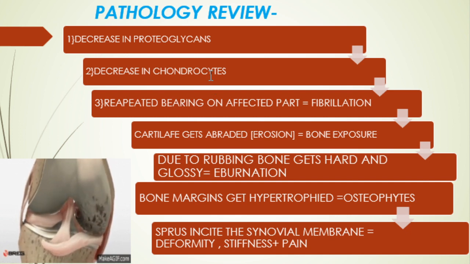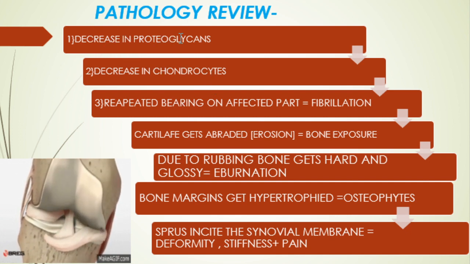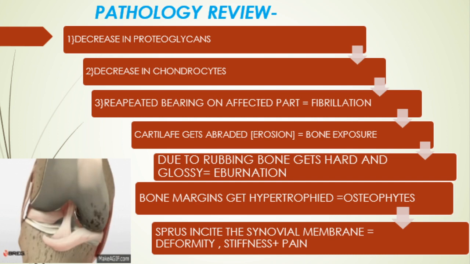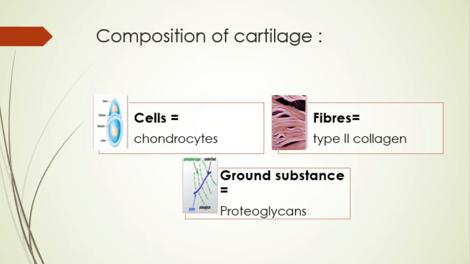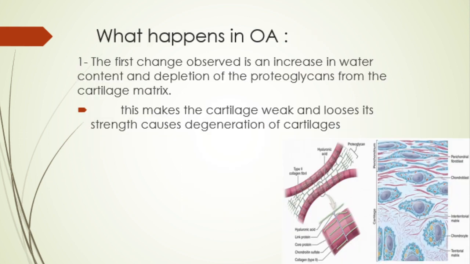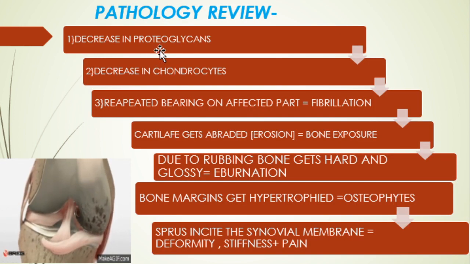What happens first is a decrease in proteoglycans. What are proteoglycans? Proteoglycans are the ground substance of the cartilage. A decrease in proteoglycans, because of an increase in water, will hamper the strength of the cartilage, which eventually makes the cartilage weak, and its strength gets decreased.